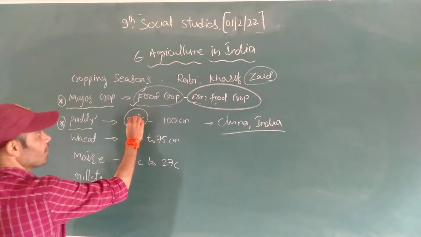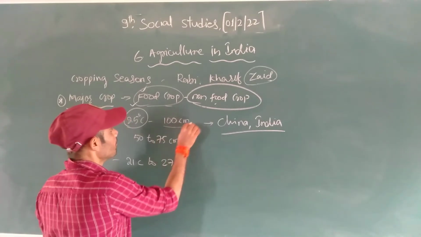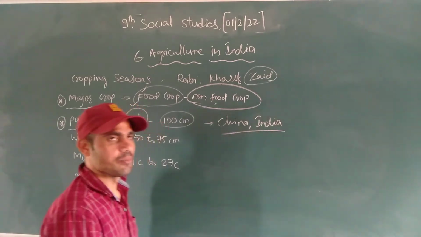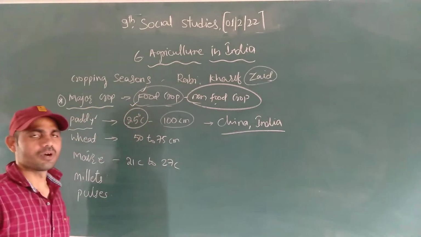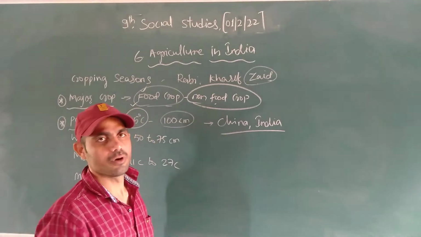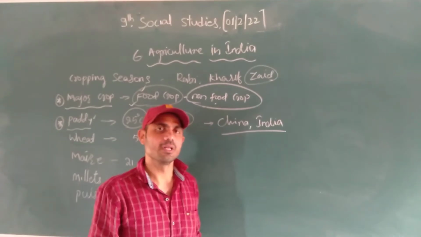So it's a minimum temperature of 25 degrees and red soil, and we need a minimum of 100 centimeters of annual rainfall for producing paddy.